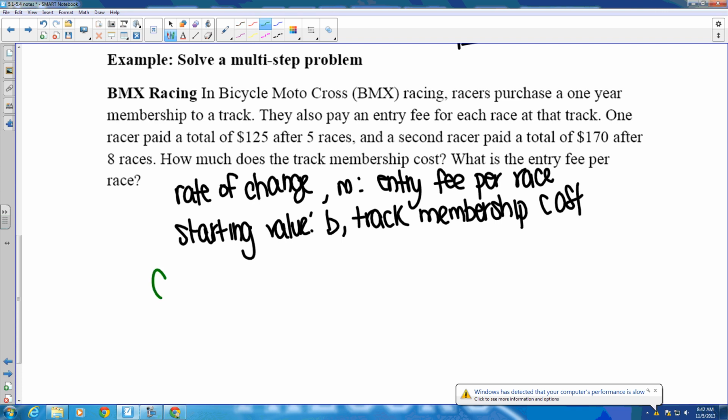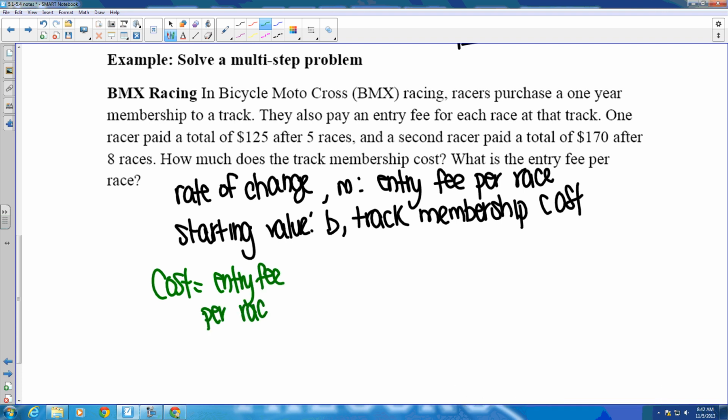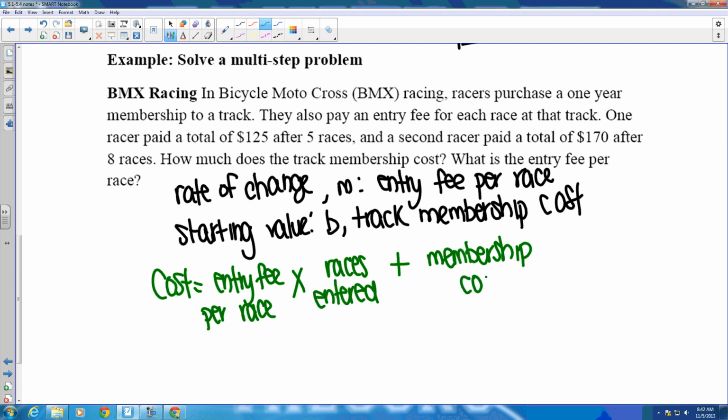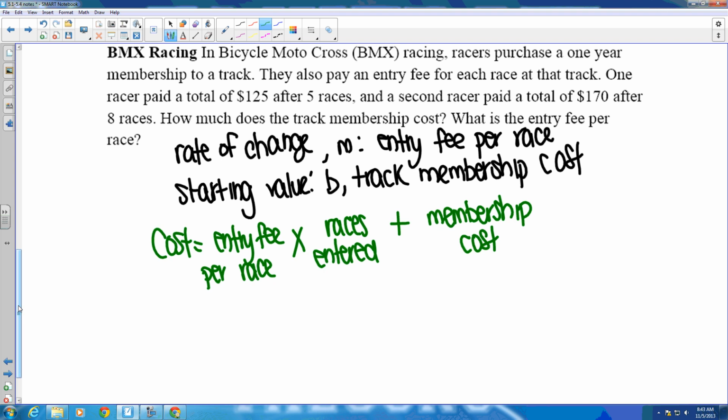So our total cost is the entry fee per race times the number of races entered plus your membership cost. So we don't actually know what the rate is. We knew what the rate was last time. This time we're kind of given 2 different points. Our points are (5, 125) and (8, 170).